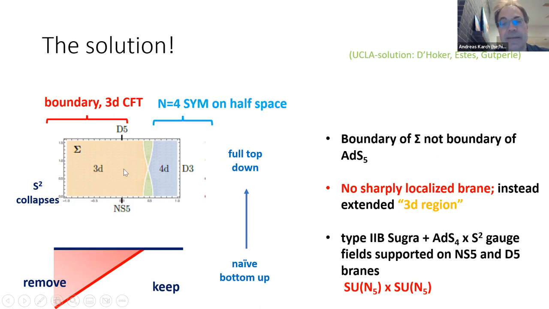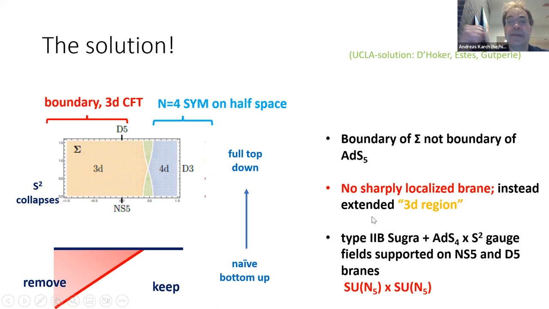Instead of truncating on the brane, it truncates in some smooth geometry. So we no longer have a smoothly localized brane on which I can identify physics. Instead, I have some extended 3D region, some sort of region which corresponds to the end of space-time where the internal geometry collapsed. This is a solution of type IIB supergravity, but in addition, this geometry will have gauge fields living on AdS4 times S2 because I need some explicit 5-brane sources. So you're going to have some SU(N) times SU(N) gauge group on AdS4 times S2 corresponding to this 5-brane source. This corresponds to some extra global symmetry in my dual field theory.